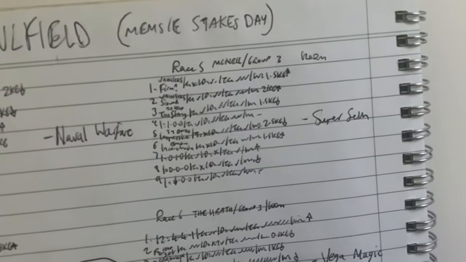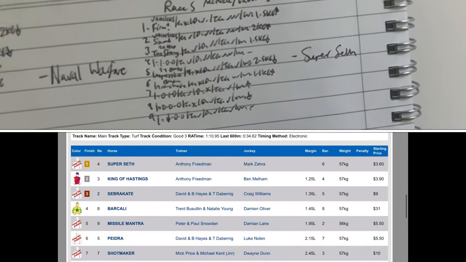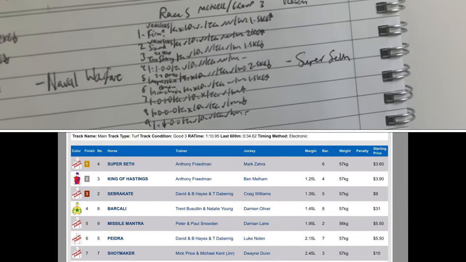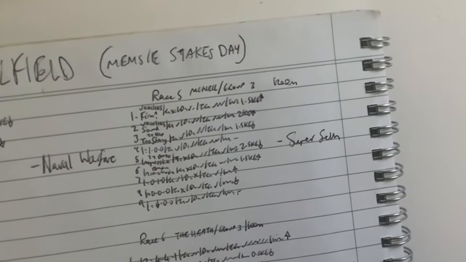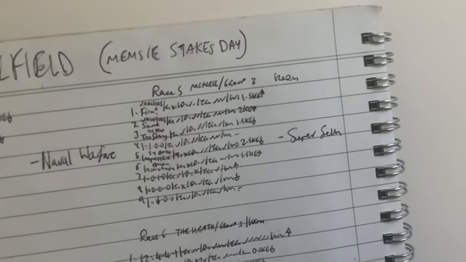Then we move to race 5, the McNeil Stakes. And I had Super Seth. It did end up winning. I remember having Super Seth this day. Good first up form, good form at the track, good form at the distance, good form at the track condition. So I can see why I tipped Super Seth.